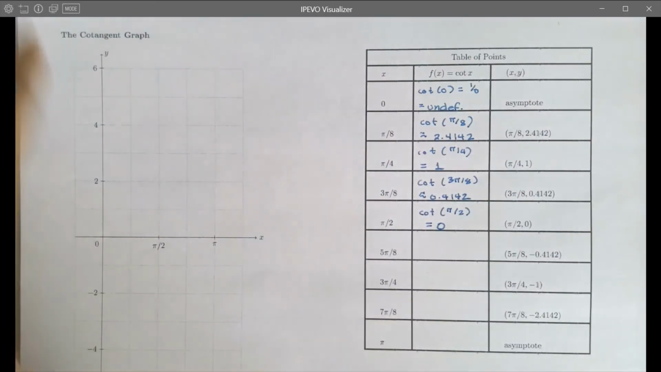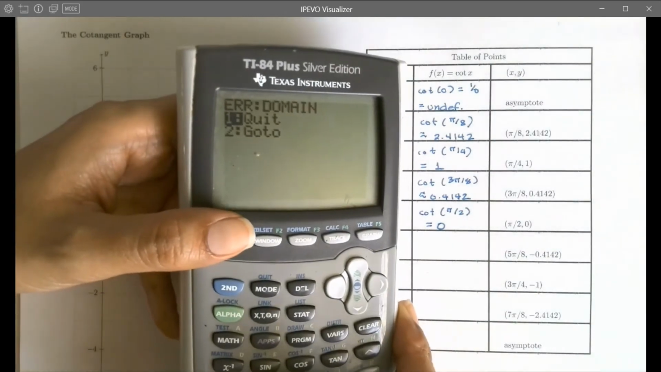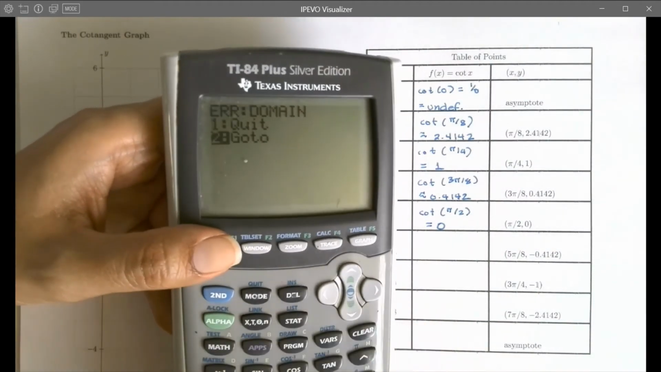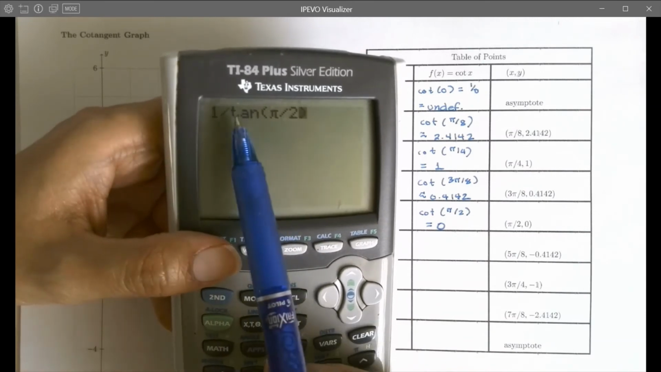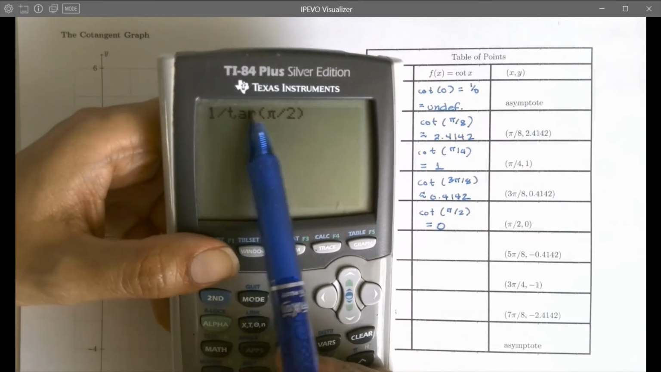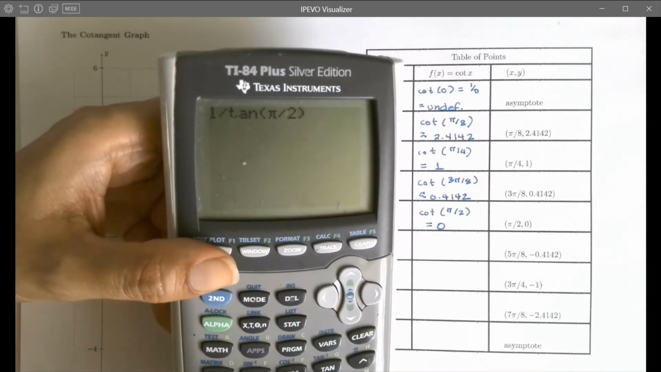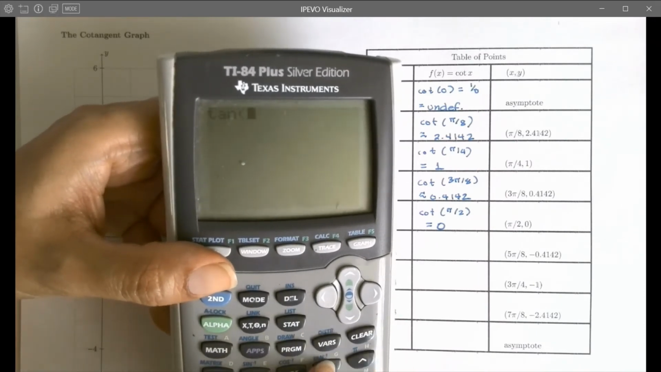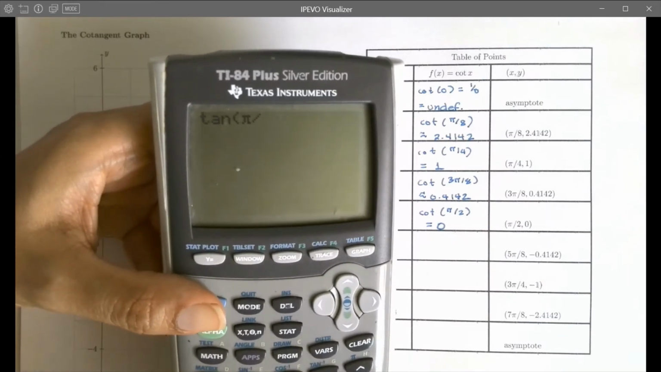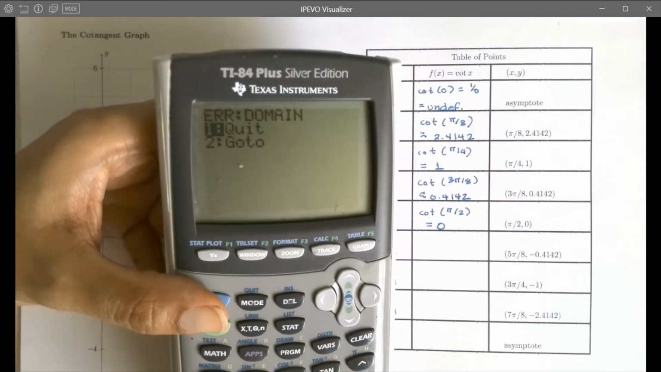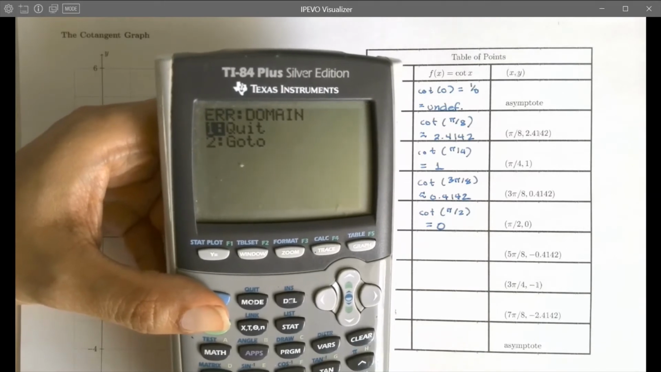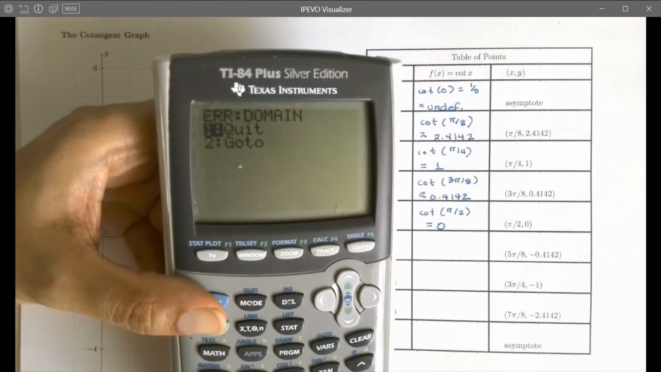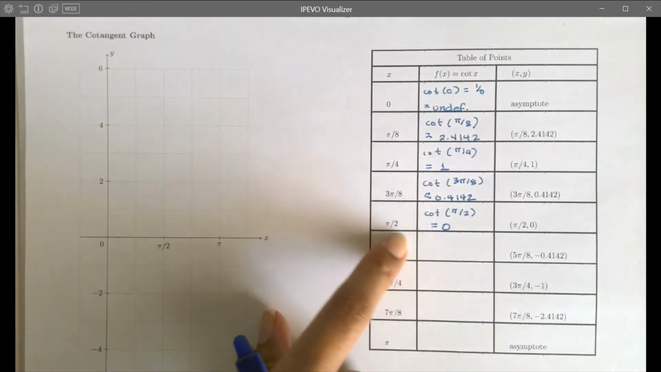Now, why did we get a domain error on the calculator then? Well, here's why. If we go back to what we punched in, we actually have 1 over tangent of pi over 2. So what the calculator does is it first determines what is tangent of pi over 2. And since that returns a domain error because tangent does have an asymptote at pi over 2, it then thinks, well, if I'm getting an error for that, then I can't do 1 divided by error. Right, so that is why we're getting a domain error at this point.